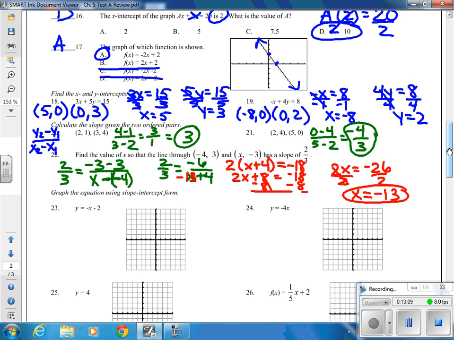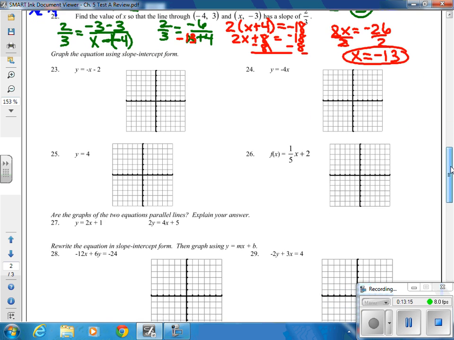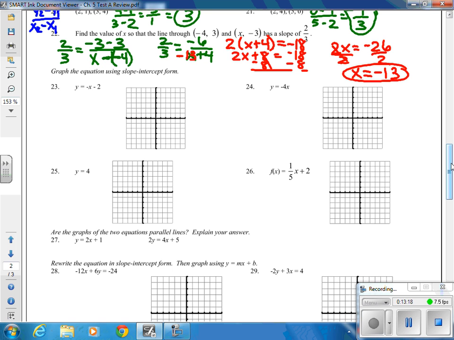All right, for 23 to 26, the directions say graph using the slope-intercept form. That's the M and the B. There should be no tables. There should be no X and Y intercepts. There's 3 dots after you have the M and the B. And all of these equations are ready to go. There's no math to do to them. After you name the M and the B, it's simply counting.